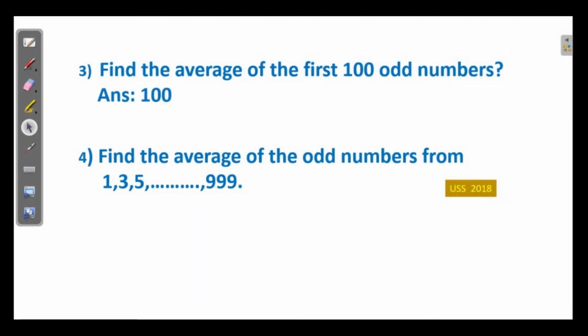And find the average of the odd numbers from 1, 3, 5, etc. up to 999. What is it? How many numbers are there? P plus 1 by 2. 999 plus 1 by 2. That is 1000 by 2. Half of 1000 is 500. So, 500 numbers are there. And that is the average that we have learned just now. So, you have to bear in mind all those 4 items.